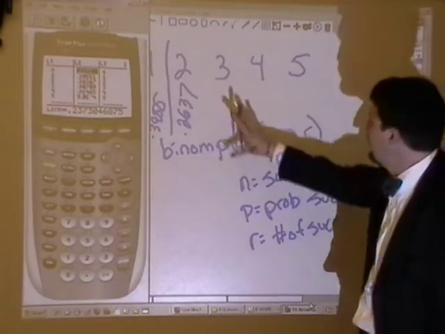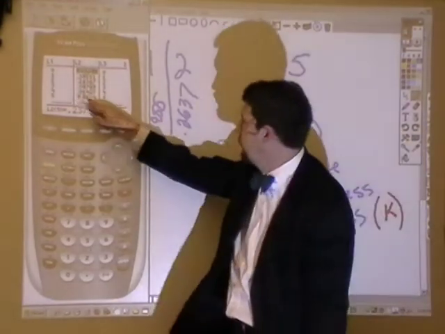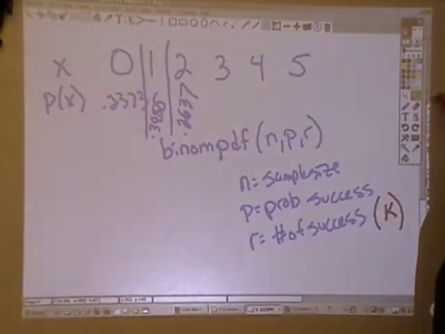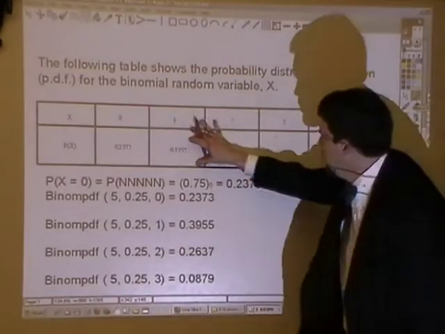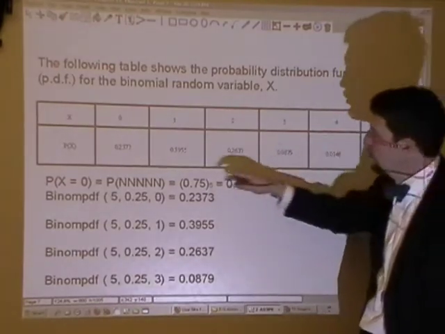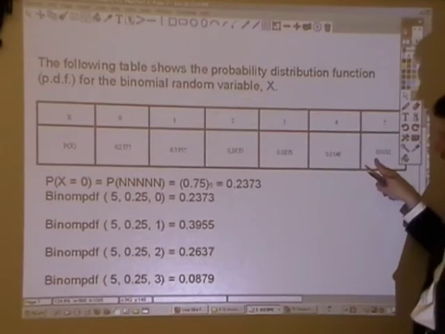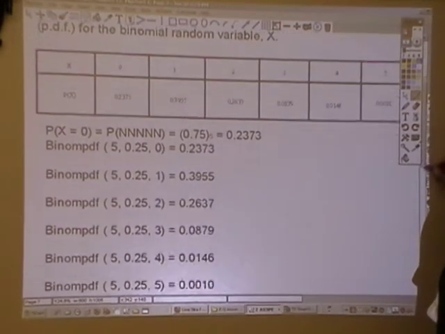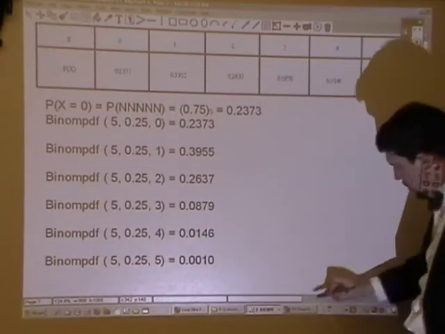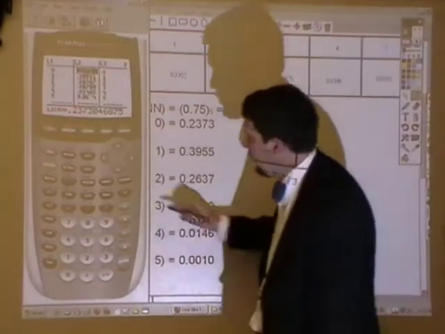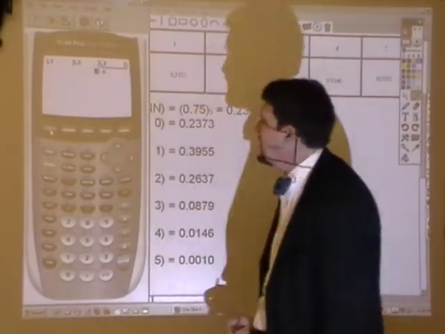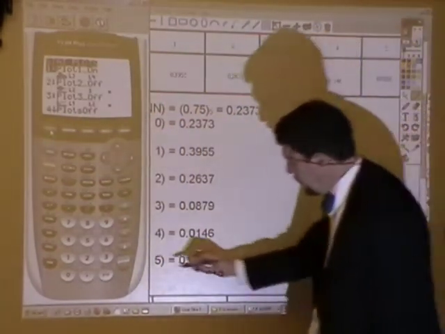So let's graph this model that we have here for the values. And actually, if we go on one more page, I have the model right here. Here's the model with 0, 1, 2, 3, 4, 5. And we're going to create a graph of this model. So we'll go to the calculator and we'll go to stat plot. And we'll turn it on.